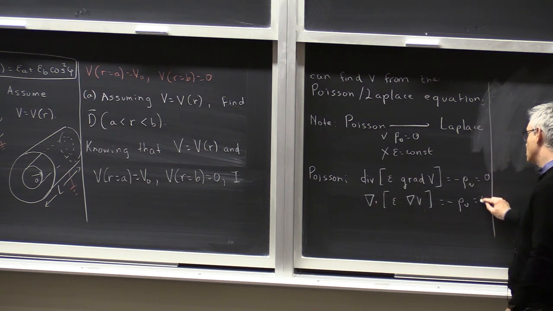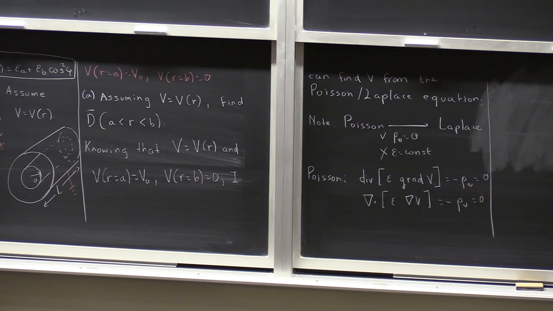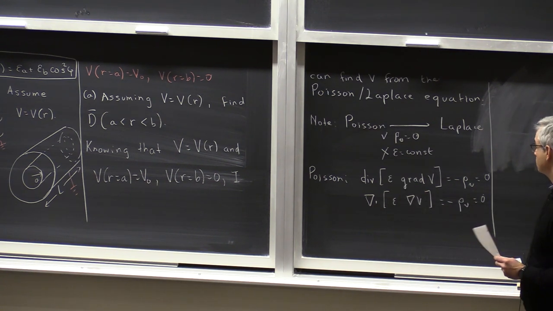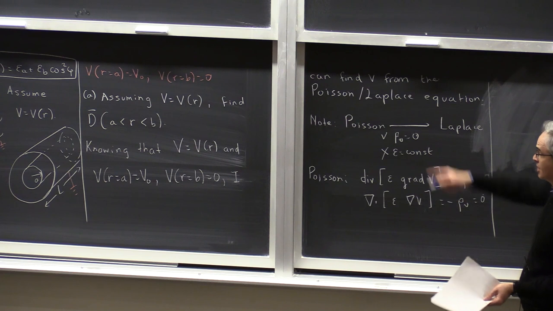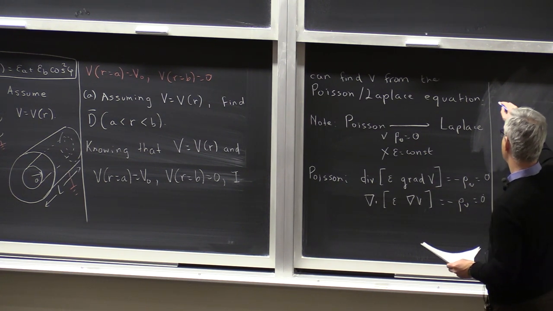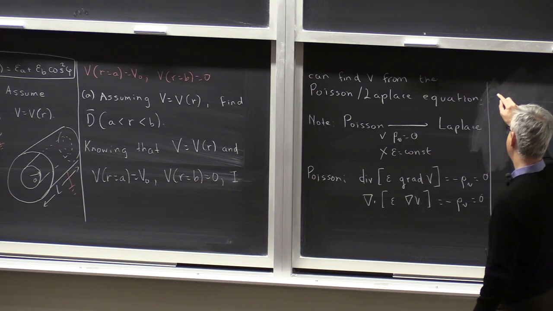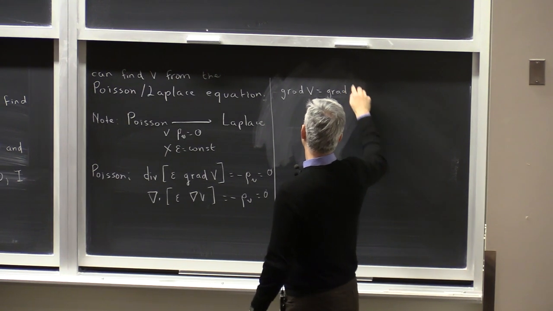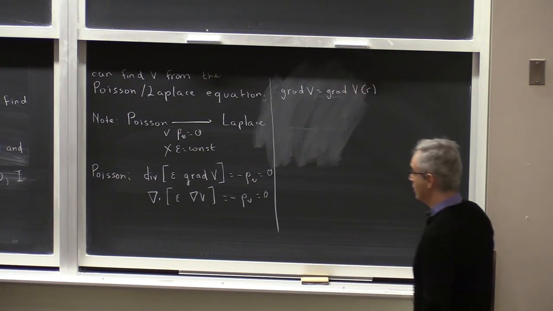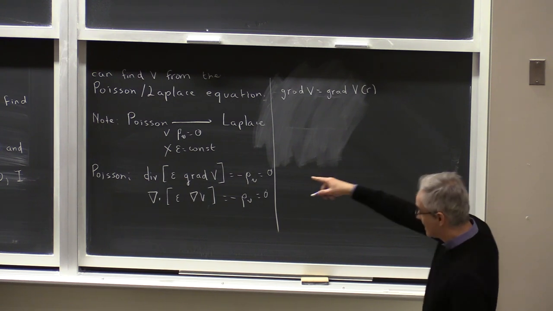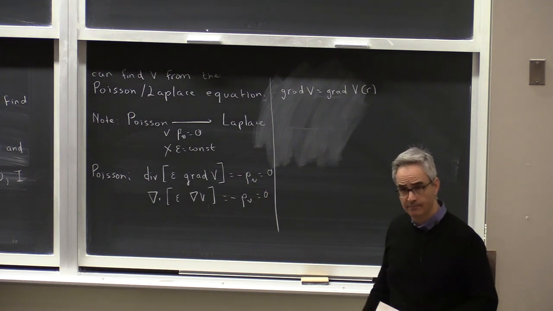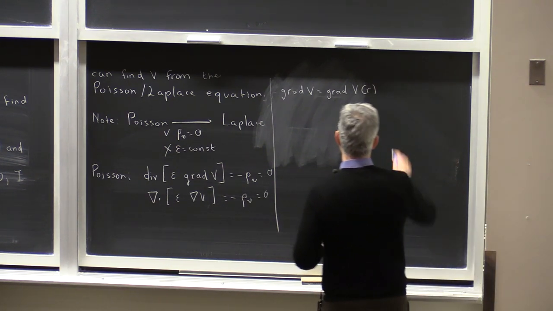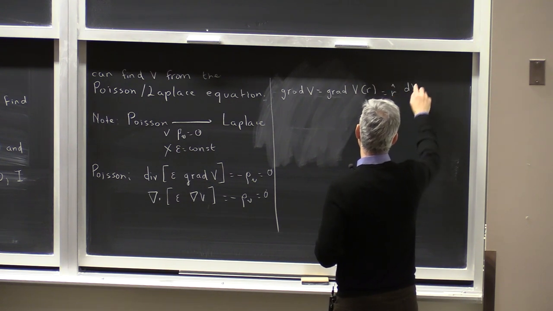Here we don't have any volume charge density, therefore the right-hand side is zero. But I still have to be careful about the left-hand side and epsilon now not being a constant. So it has a certain functional dependence. So I take it step by step. The gradient of V, which depends only on R, because V is given to depend only on the radial coordinate, has just one component. So the gradient will be R hat dV over dr.